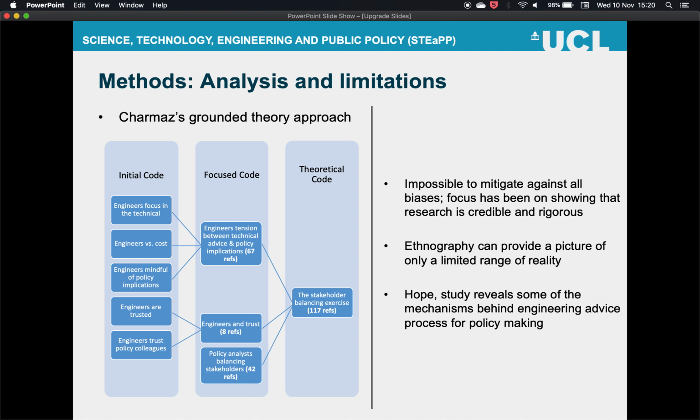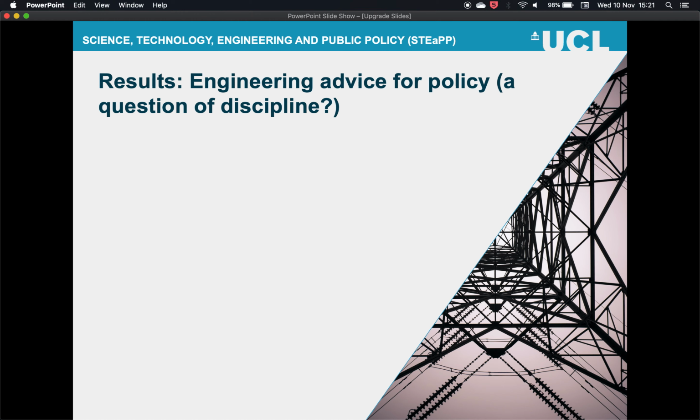So the final thing to note is that ethnography as a method can only provide a picture of a limited range of reality. And I can't claim that the data that I got is representative of the entire body of British civil servants, let alone other actors, whether inside or outside government, who play a part in engineering policy. Now, I hope, however, that this study reveals some of the mechanisms that characterize the engineering advice process for policymaking, and I will build on those for the rest of my PhD, trying to extrapolate across different contexts what that might mean.